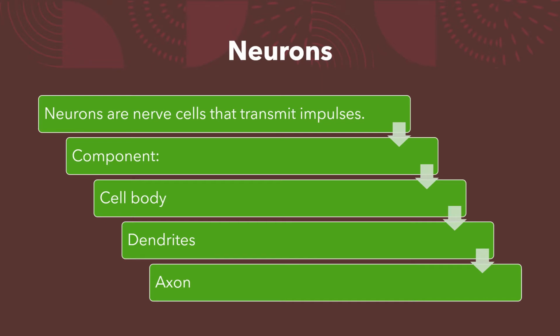Neurons. So neurons are nerve cells that transmit impulses. So we all know that we have two classes of cells, like I covered last PowerPoint, that there are two classes of cells in the nervous system: glial cells and neurons. But today we are focusing on the neurons. Neurons, like I said, conduct impulses from one part of the body to the other. We have components such as cell body, dendrites, and axon.